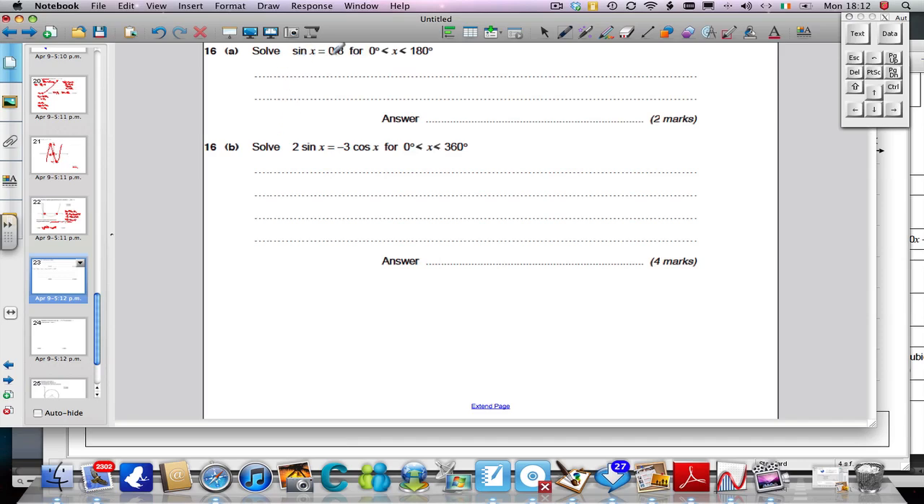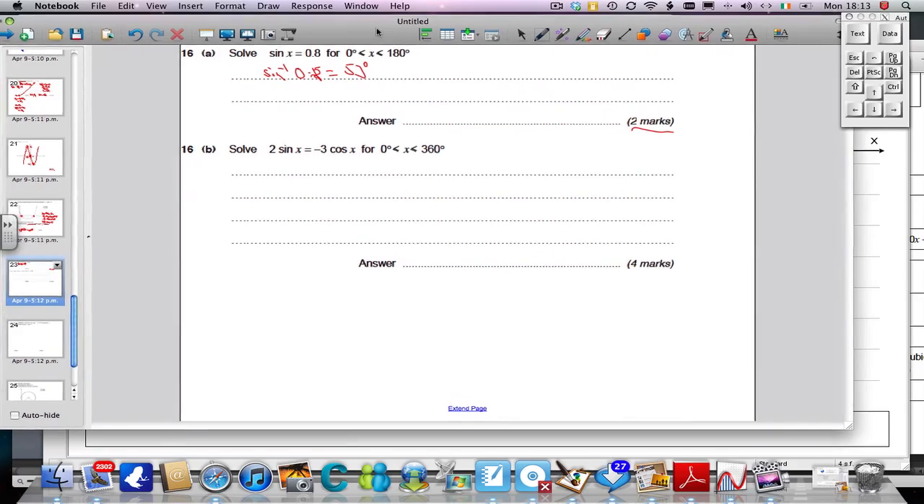Okay, we're asked to solve this equation between 0 and 180. So what we do is we need to take the inverse sine of 0.8. So using your calculator, inverse sine of 0.8 gives us 53 degrees. Let's go with that. Now it's a 2-mark question. It says between 0 and 180. That leads me to believe that there's also another solution.